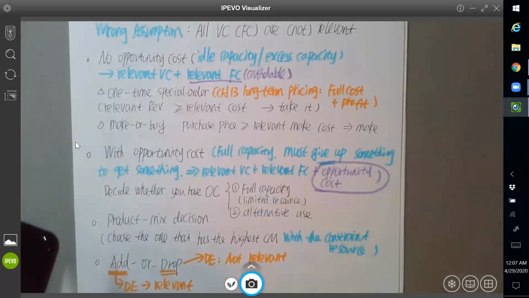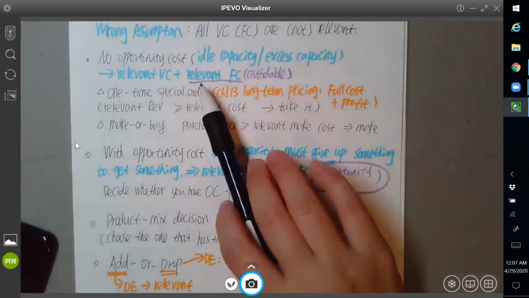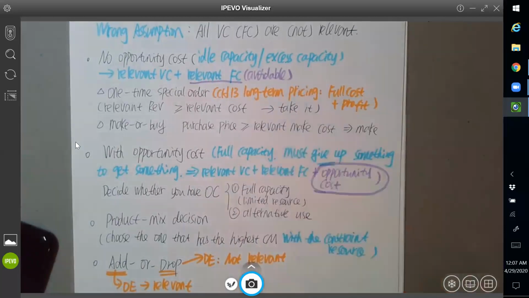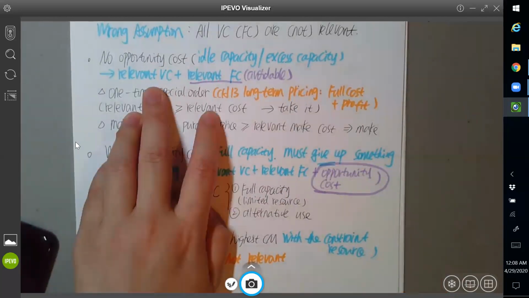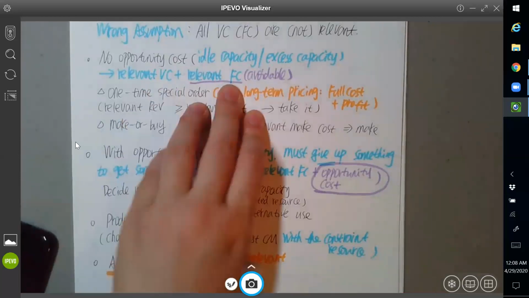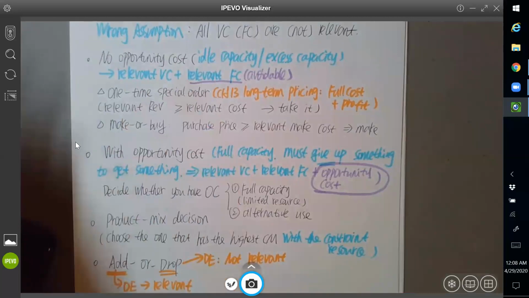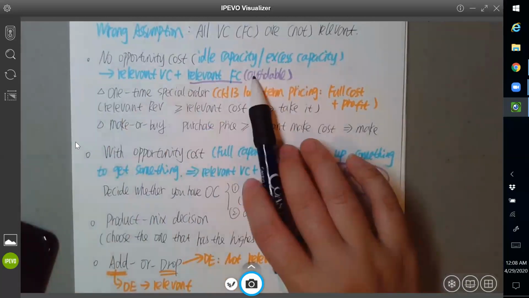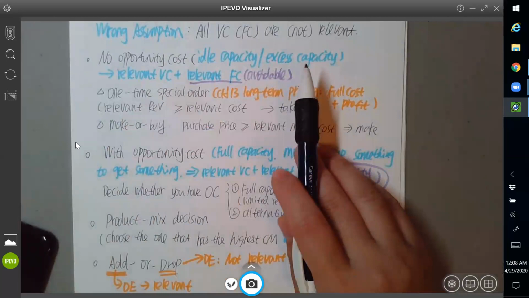How do we define whether there is opportunity cost, yes or no? If the question tells us you have idle capacity or excess capacity, then you don't need to give up anything. You can do whatever you want to do. Then you don't have a limited resource, so there is no opportunity cost. For that situation, you just need to think about relevant variable cost and relevant fixed cost. What's the meaning of a relevant fixed cost? It is the avoidable part.